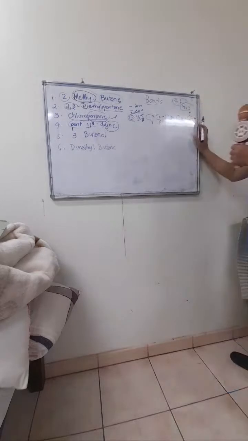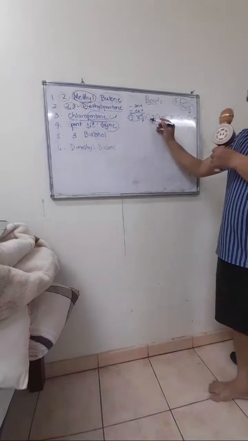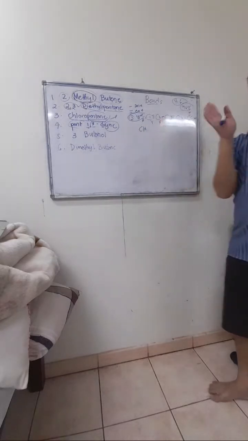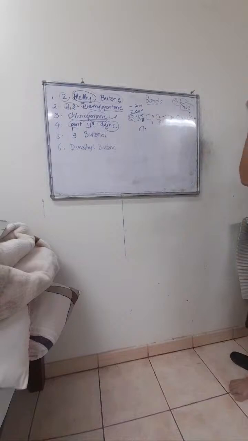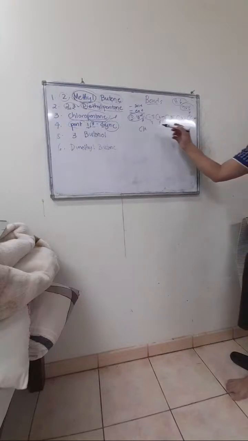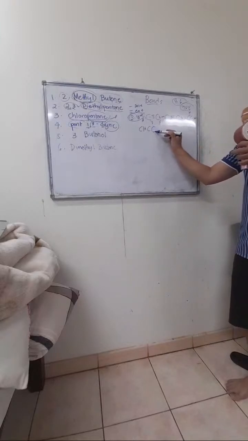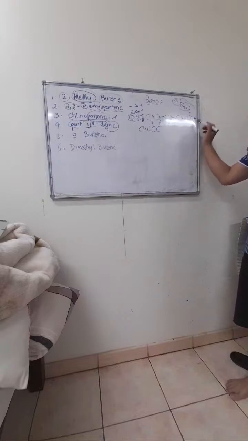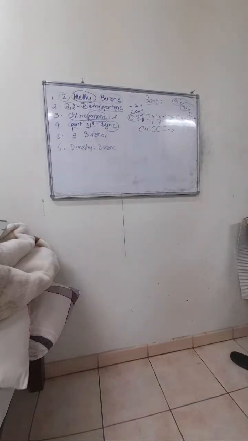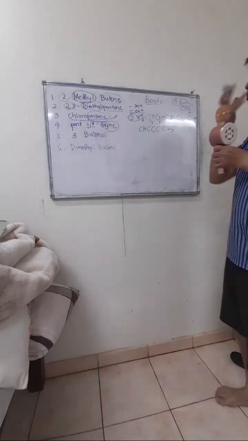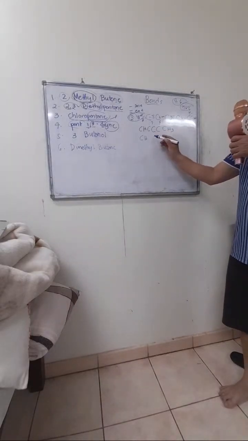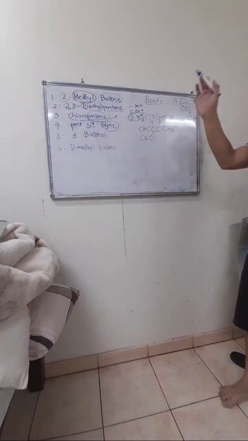Now let's go to the condensed structural formula. In the condensed structural formula, you don't have to account for the bonds, only the elements. So CH, then C, and then CH3. Rearrange: CH, then put the carbon, close and open parenthesis, 3.